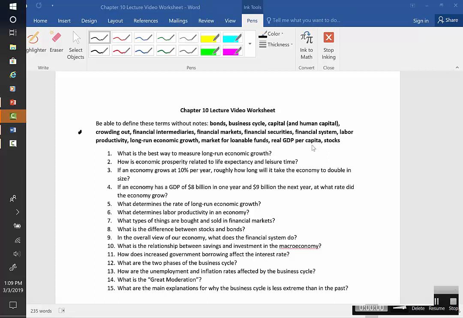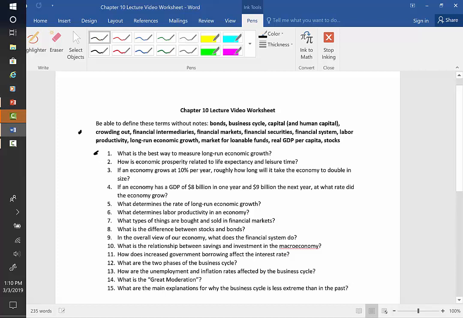That's answer number one. Now, stocks, as I mentioned, are financial securities that give the owner rights to the profits of a firm. They represent partial ownership of a firm. All right, so those are the key terms. Let's have a look here at number one.